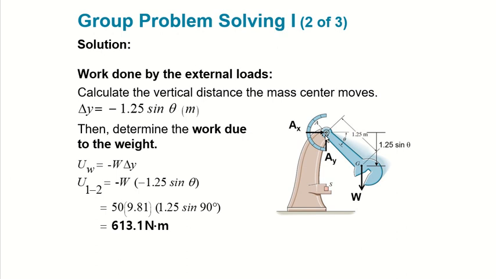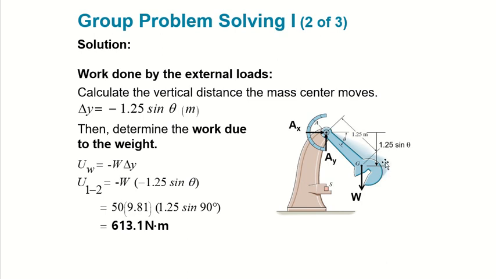So, work done by the external loads. First we're going to draw everything and break it down into x and y. X is your horizontal, y is your vertical. Of course, you always have a weight for this mass, which is going straight down. Mass times your acceleration due to gravity is your weight, okay? You have to calculate the vertical distance the mass center moves. So your delta y, which is this guy, is here, measured from right there.